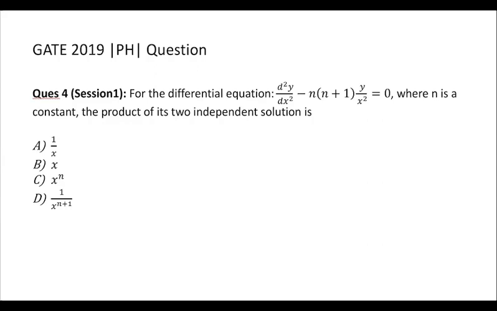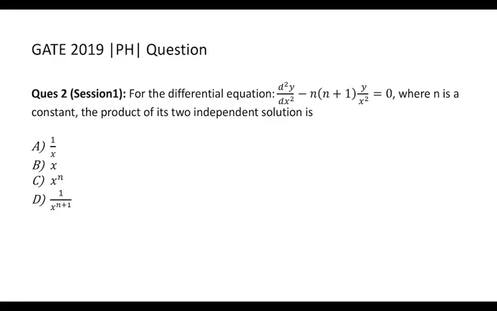Hi, in this video we are going to solve question number 4 of GATE 2019 physics paper. It is from differential equation. The question is, for the differential equation d2y by dx square minus n into n plus 1 y by x square is equal to 0, where n is a constant, the product of its two independent solution is, there are four options. So basically this is a second order linear differential equation, and we have to find the roots of it and then find the product of those independent solution.